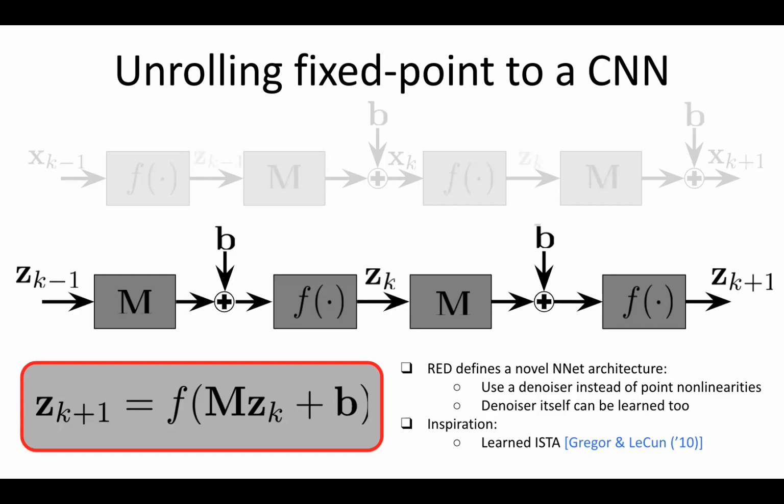fact that the nonlinearity here is not a pointwise nonlinearity. The nonlinearity here could be global, it could be local, it could be involving multiple pixels, et cetera. And the denoiser itself, this nonlinearity itself, could be learned as well. So you could learn M, you could learn B, and you could learn F. And if you go all the way back to Gregor and LeCun's work on learned ISTA, there are some relationships here as well, which I don't have too much time to get into.